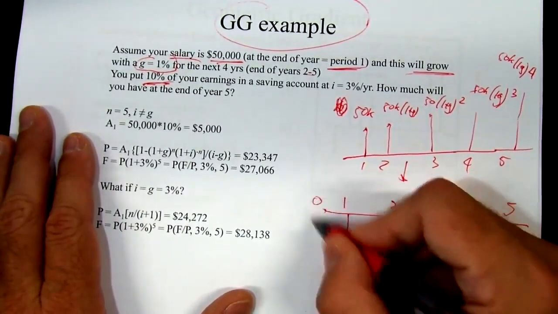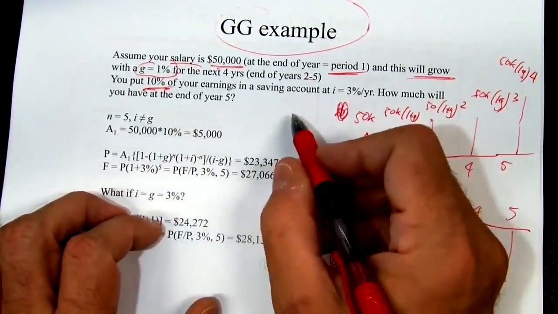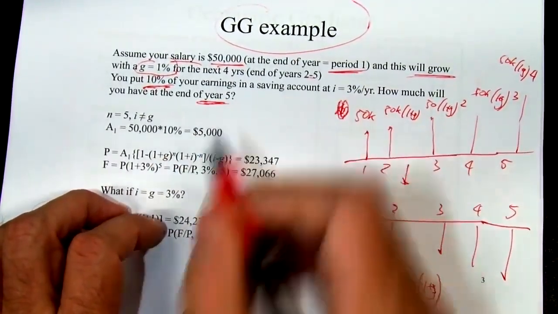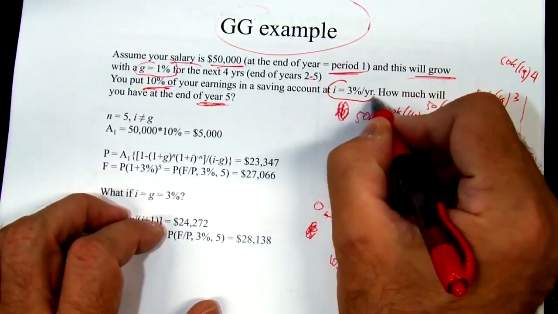This is the present, 0 right now. The question is, how much will you have at the end of year 5, assuming that the bank is promising you a 3% interest per year.